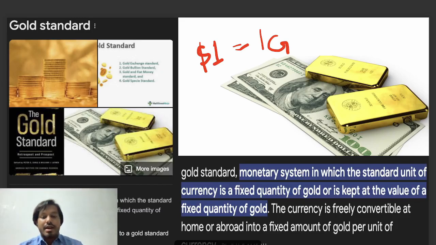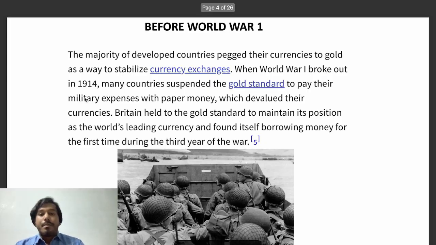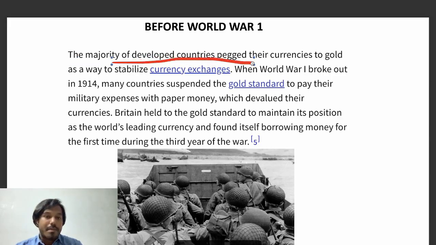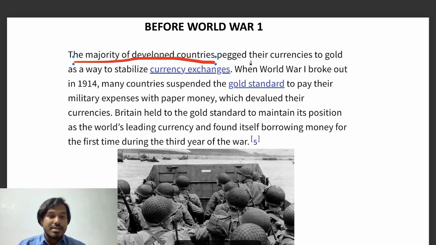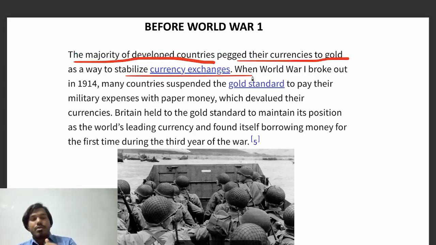Now we're going to understand what happened after the rise of the US. Before World War One, the majority of the developed countries pegged their currencies to gold to stabilize the exchange rates. The good thing about the gold standard is that currency exchange rates are very stable. There's no inflation, like the inflation that we are facing right now because of fiat currencies. If your currency is linked to gold, it will be linked to the price of gold, so it will be very stable, and there's no problem of inflation. All right, that's the thing.